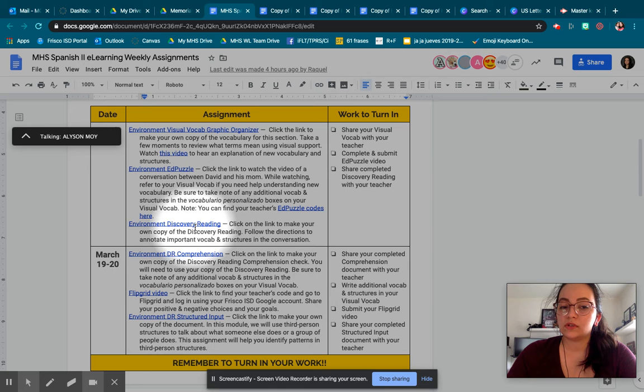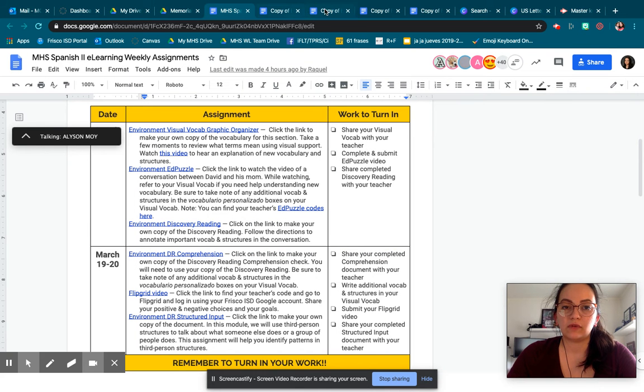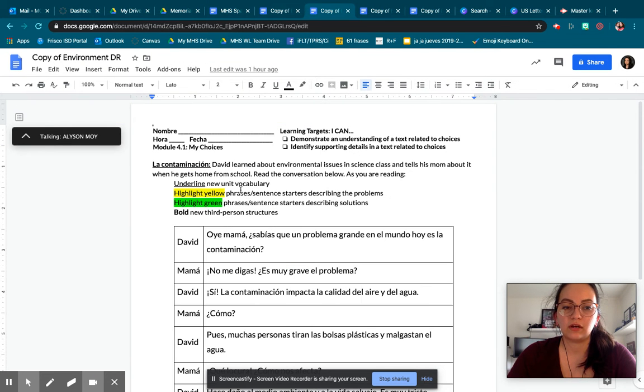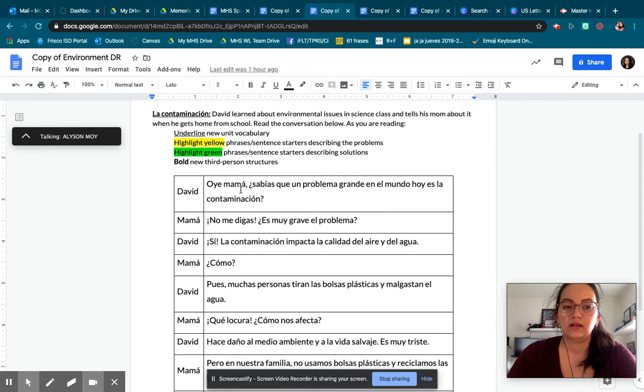The second Google Doc you had to make a copy of was this discovery reading, environment discovery reading. So I've already made a copy of it. It's unchanged though. So we wanted to do four things, which is a bit more than normal, but again, we were not there to work with you guys one-on-one on this. So let's go through this and see what we need to do.